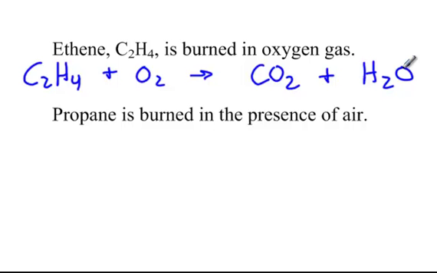I do have to balance this by putting a 2 in front of the carbon. I need to balance this by putting a 2 in front of the water to make 4 hydrogens, and then I add up my oxygens at the end. I have 6, so I need a 3 right there.